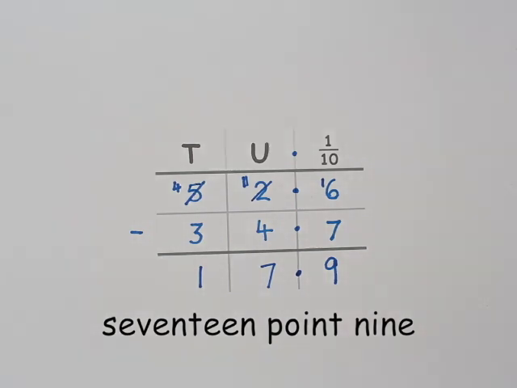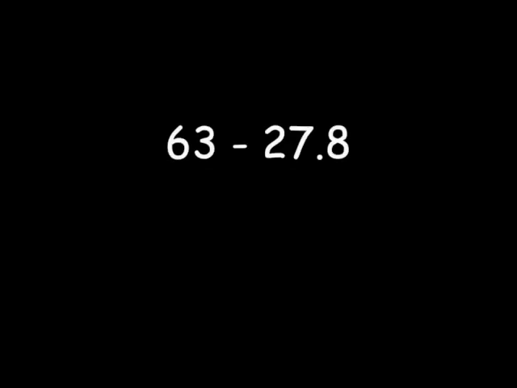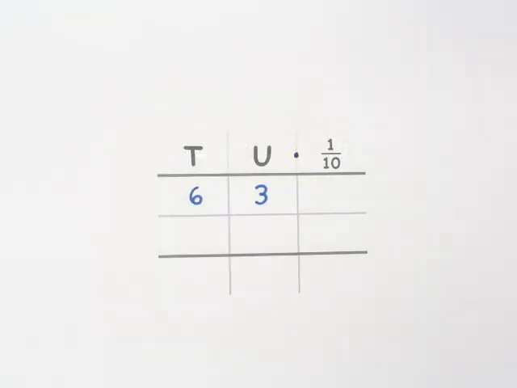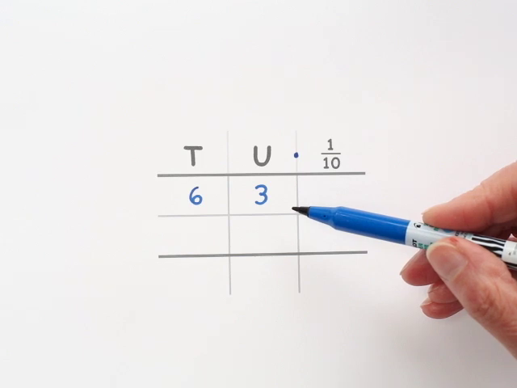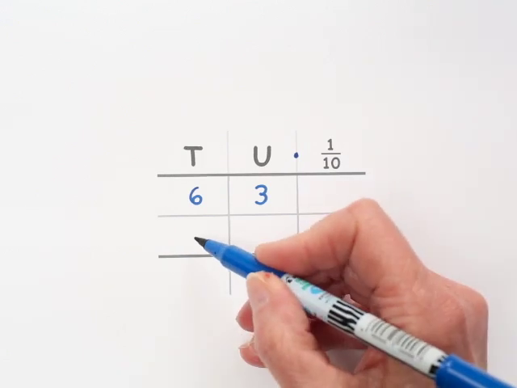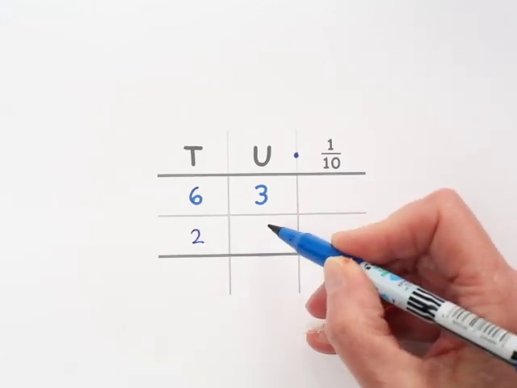You may have to subtract a mixture of whole numbers and decimals, and you have to be extra careful to line up the columns correctly. Have a look at this. 63 minus 27.8. Write down the first number, there it is, 63, and then write the next number underneath, lining up the tens and units column as normal. 27.8.